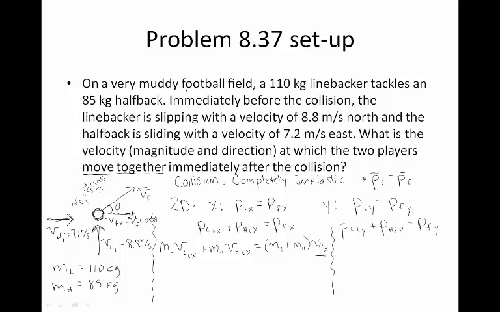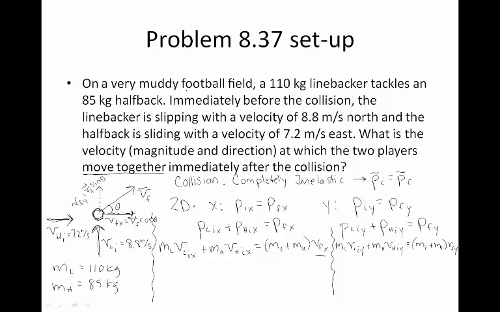Okay, so I got to fit this size equation into this little space. We'll see if I can do it. So mass of the linebacker, velocity of the linebacker initial in the y direction, plus mass of the halfback, the velocity of the halfback initial in the y direction, equals their two masses added together times v final y. Okay, that's a lot, but things are going to 0.